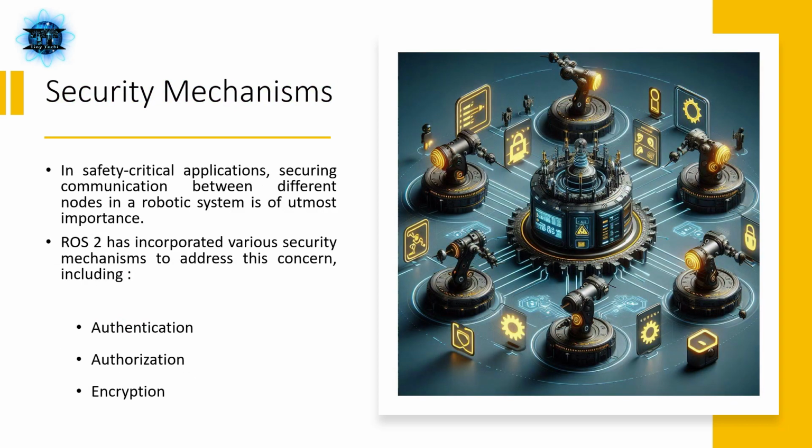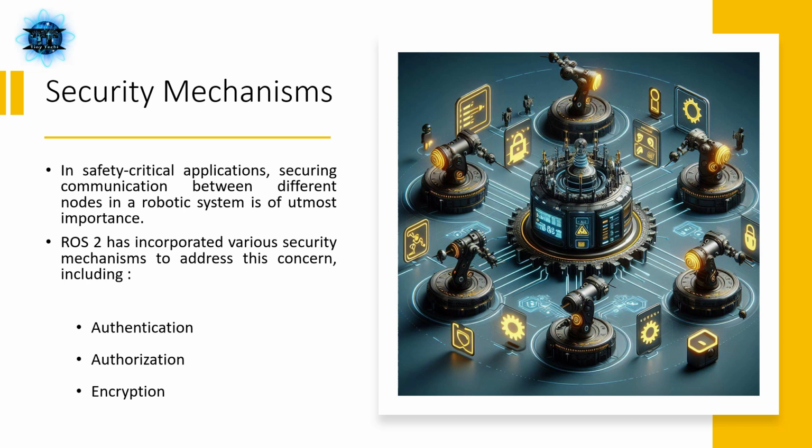Now coming to the second one, security mechanisms. So, what is a security mechanism in case of robotics here is, in safety critical applications, secure communication between the different nodes in a robotic system is utmost important. So, ROS2 has incorporated various security mechanisms to address this concern, including authentication, authorization, and encryption.